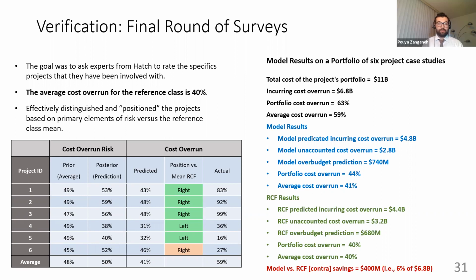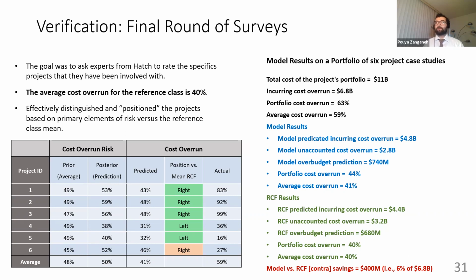And out of the 6 projects where we could find the people who were with Hatch and got a response from them, on 5 of them it appeared that our model predicted the direction of the cost overrun well. And over the 11 billion portfolio of all of those projects, it amounted to about 400 million of savings. Now, this is not a full validation, again, this is more of a verification.